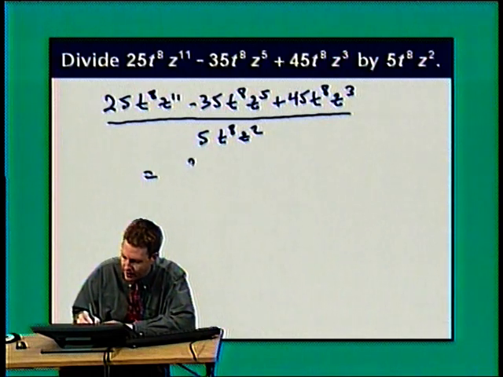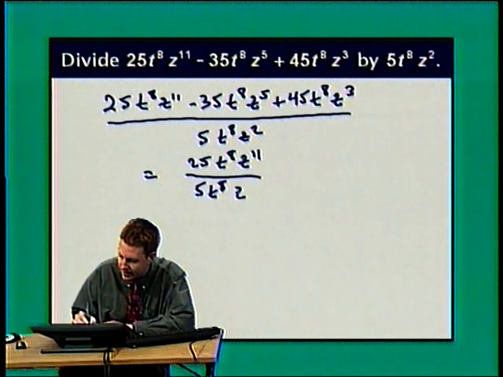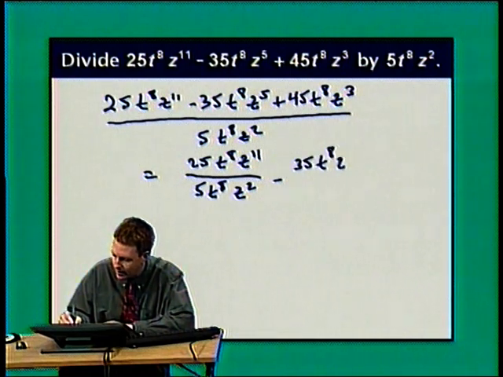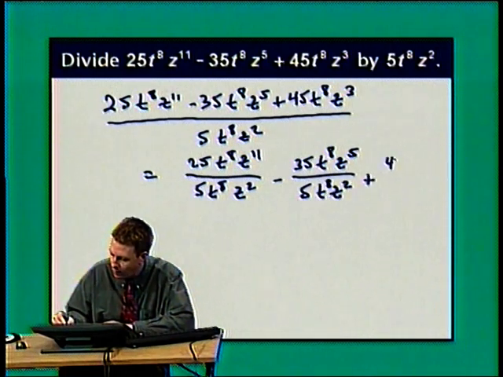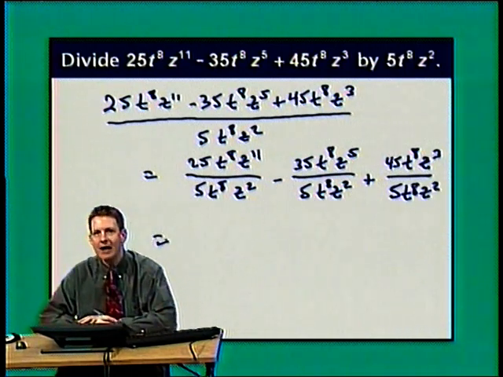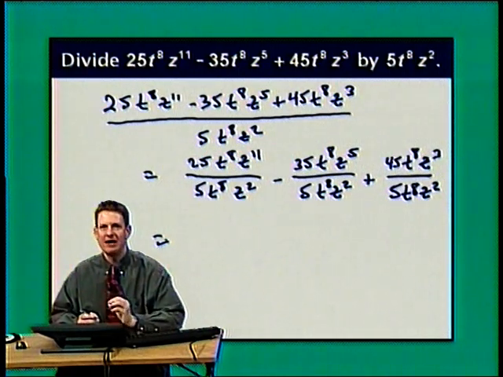This is going to be 25t to the 8th z to the 11th over 5t to the 8th z squared, minus 35t to the 8th z to the 5th over 5t to the 8th z squared, plus 45t to the 8th z cubed over 5t to the 8th z squared. Now, in a sense, I've taken this one massive problem and I've turned it into 3 small-sized bite problems.